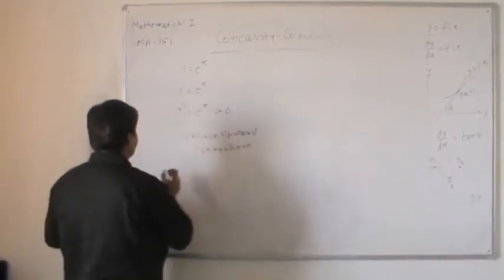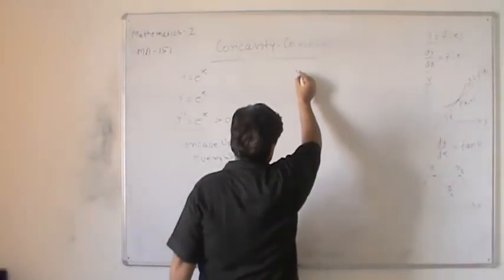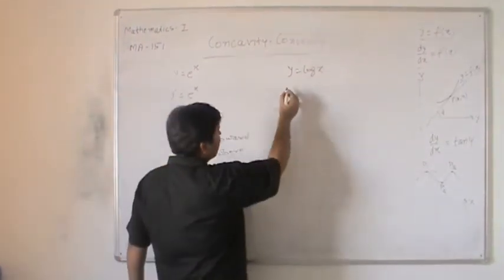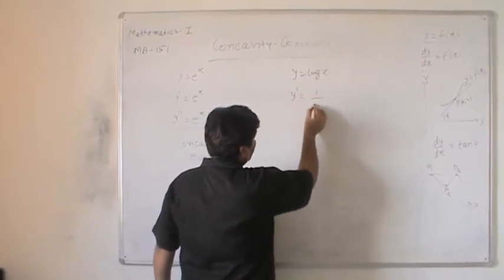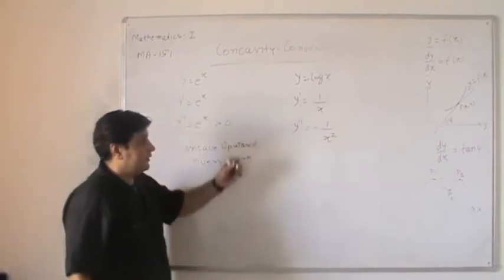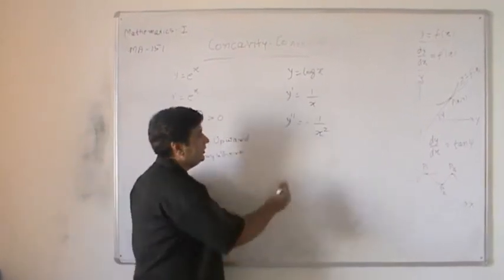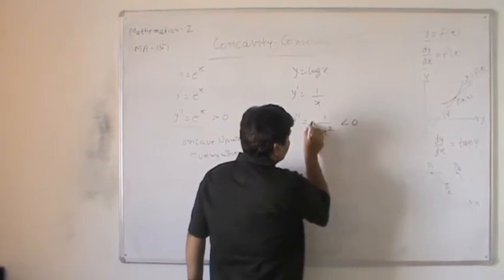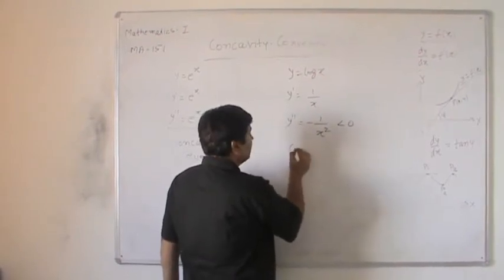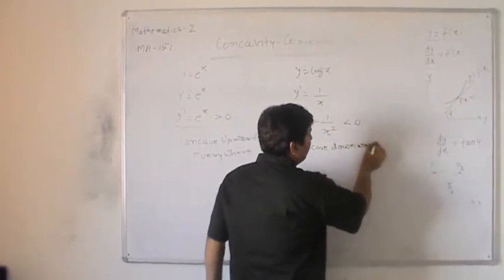Similarly, if we consider y equal to log x, and if you want to decide the concavity and convexity nature of this curve, then we will differentiate it twice. The first derivative will be 1 upon x, and the second derivative will be minus 1 upon x square. And here you can note down that your second derivative will always be negative. Whatever be the value of x, minus 1 upon x square will always be negative. So here we will say that the curve is concave downward everywhere.